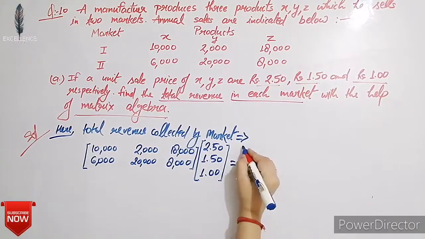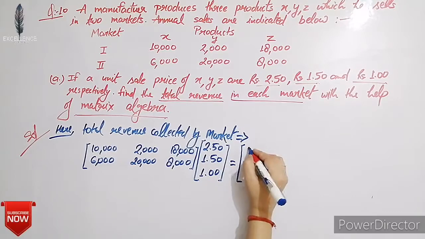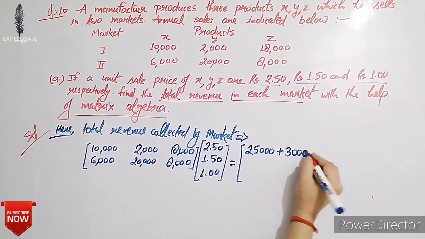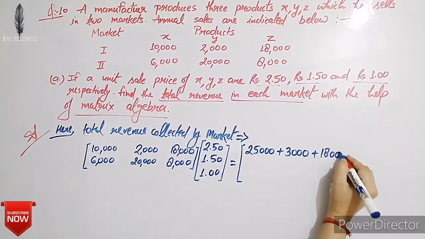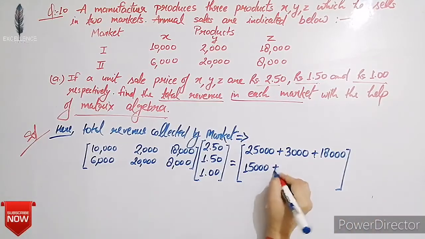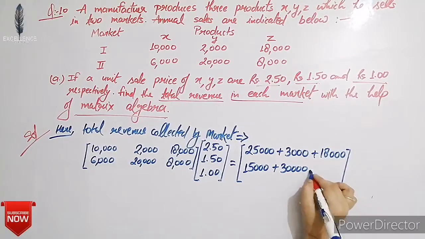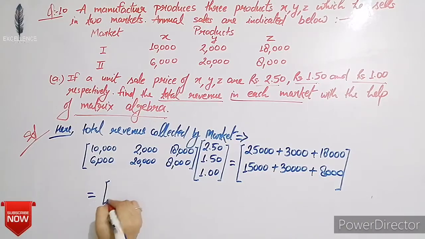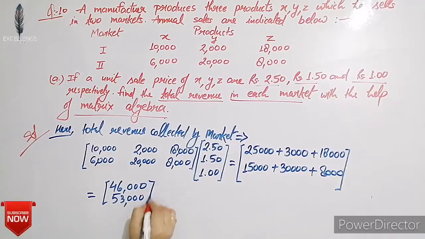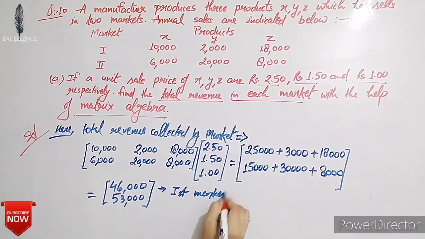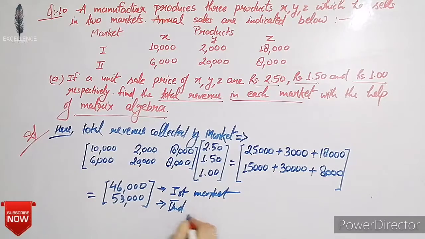On multiplying, we get the total revenue easily. So, row by column, we get 25,000 plus 3,000 plus 18,000. Now second row by column, we get 15,000 plus 30,000 plus 8,000. On adding we get 46,000, and in the second row we have 53,000. 46,000 is for the first market and 53,000 is for the second market.